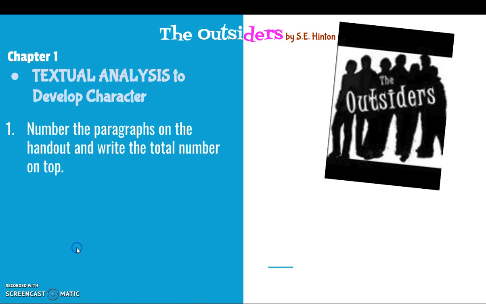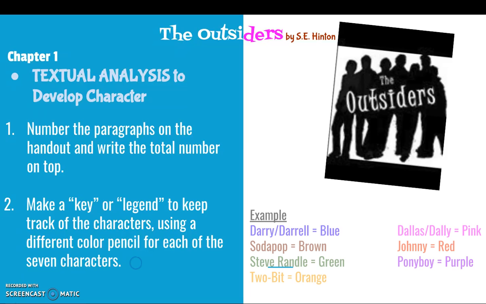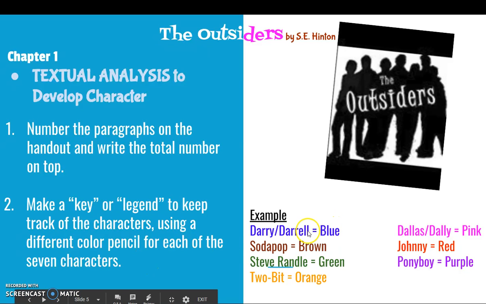Once you've numbered your paragraphs, the next thing we're going to do is make a key or legend to keep track of the characters that we're being introduced to. We want to use a different colored pencil for each of the 7 characters, and there are 7 characters in this group. There's Darry, or Darrel Curtis, Ponyboy's older brother, Soda Pop Curtis, Ponyboy's second oldest brother, Steve Randall, Two-Bit Matthews, Dallas Winston, Johnny Cade, and of course our narrator, Ponyboy Curtis.